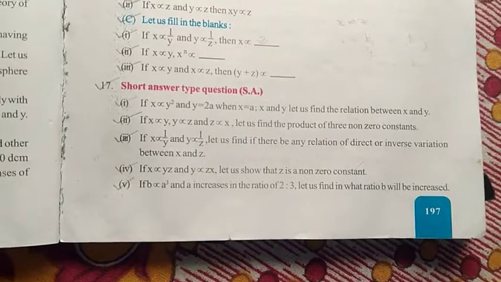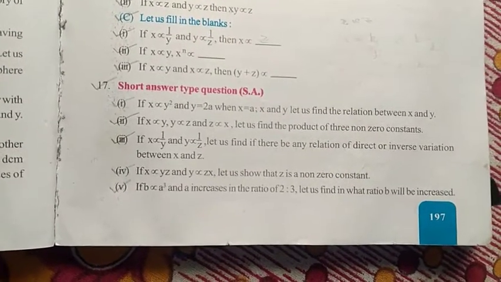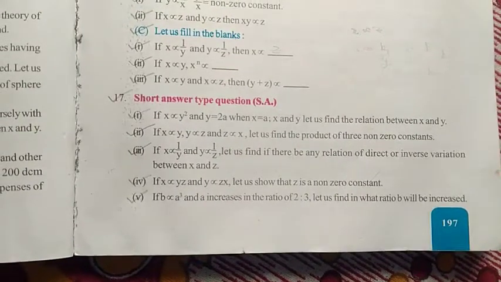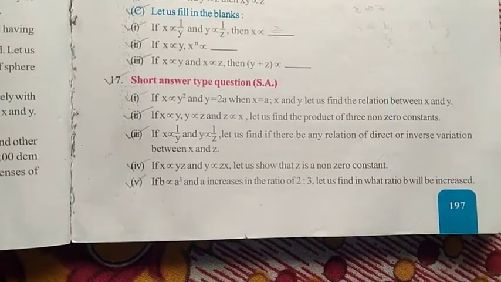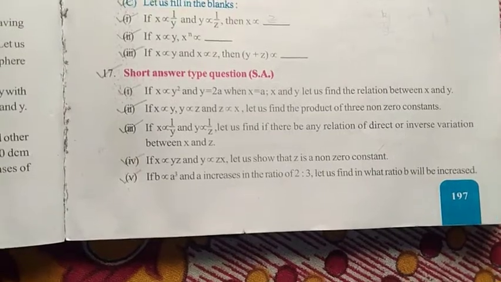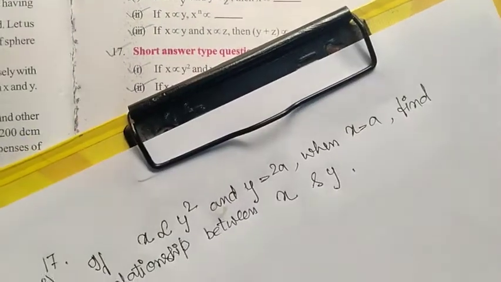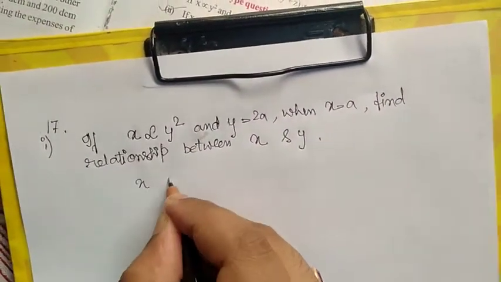This is a short answer type question in the variation chapter, chapter number 13. This is sum number 17 part 1. If x varies directly with y square and y equals 2a when x equals a, find the relationship between x and y. So this is given.